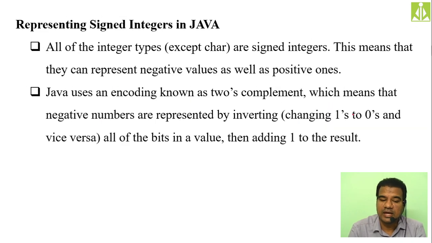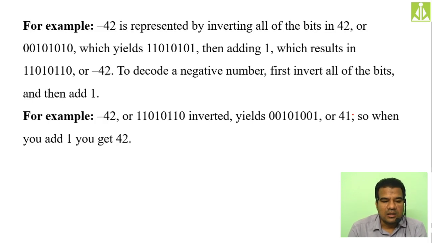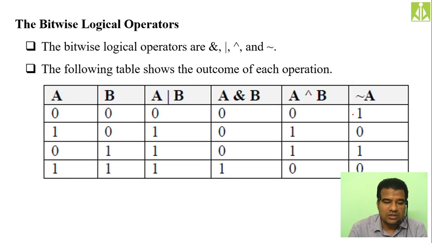Whatever type you take, what will differ is the number of bits. If you take an integer, you will get 32 bits. If you take a character, you will get 2 bytes, that is 16 bits. Remember this one. The same explanation they have given over here: how we apply 1's complement and add 1 to it to get the 2's complement, and that 2's complement is nothing but the actual negative value.